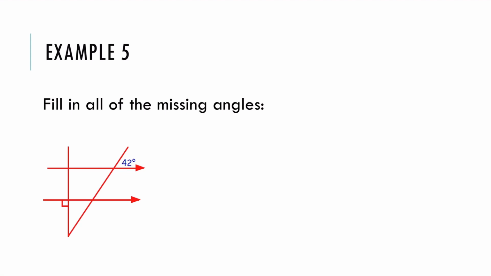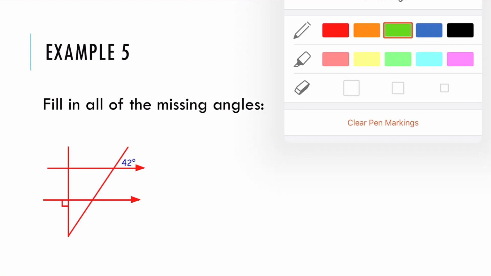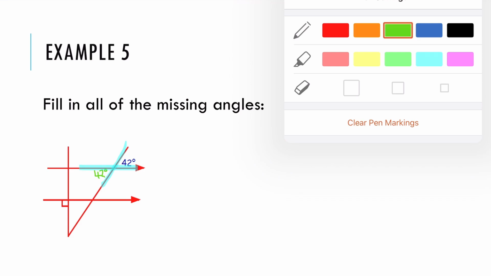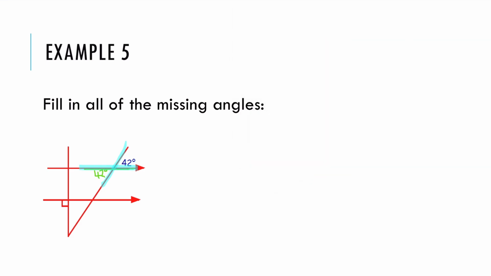In this example, let's start by using X angles, so vertically opposite angles. I can see there is an X shape formed here, which tells me that this angle here must be 42 degrees. Using a straight line here, I can do 180 minus 42, which gives me 138 degrees, which tells me it must be 138 degrees in here and in here.